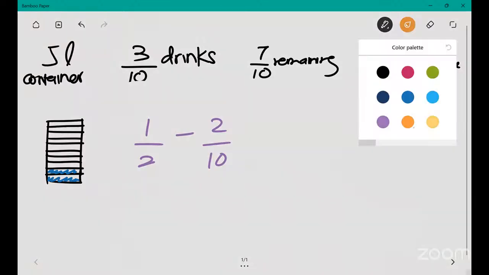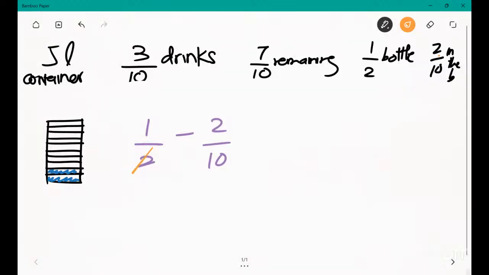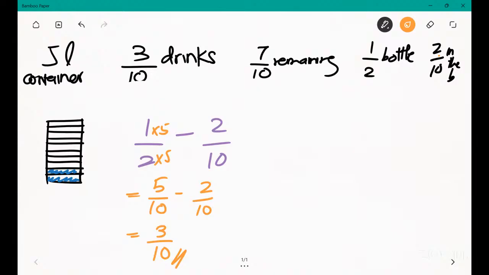So now you can see again, the denominator is not the same. So we multiply by a certain number to get it as 10. Here, up and down, you can do it by 5. And then you will get 5 over 10 minus 2 over 10, and 3 over 10 is your fraction that has to be poured into the bottle for you to get half the container filled with soft drink.